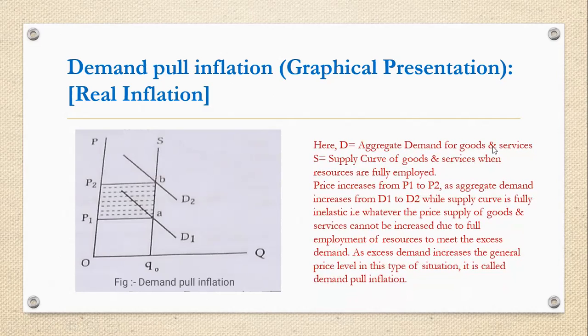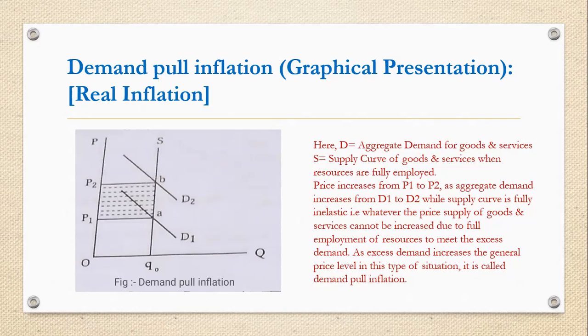You see here D equals aggregate demand for goods and services, and S is the supply curve of goods and services when resources are fully employed, so this shape of supply curve is used here. Price increases from P1 to P2. Why? As aggregate demand increases from D1 to D2 while the supply curve is fully inelastic. This shape of supply curve we call an inelastic supply curve. That means whatever the price, supply doesn't change, so it is inelastic. That is, whatever the price, supply of goods and services cannot be increased due to full employment of resources to meet the excess demand. As excess demand increases the general price level, in this type of situation it is called demand pull inflation. So hope you have understood.